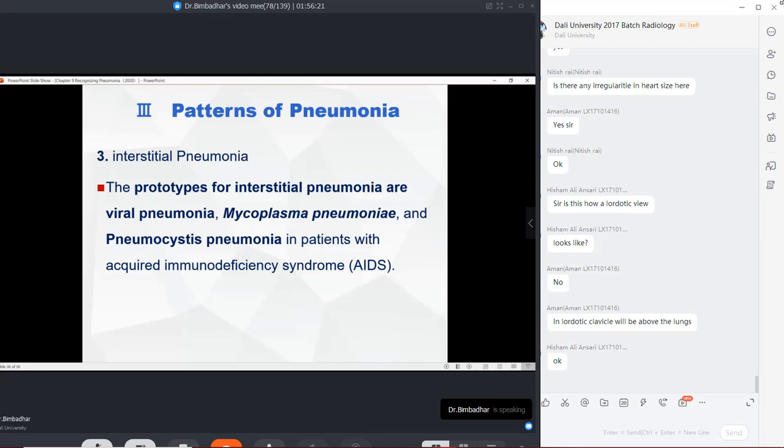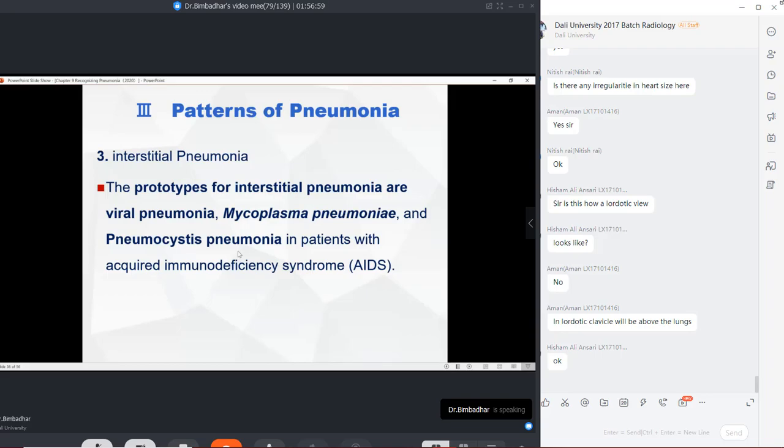Remember, this is a very high yield point. Mycoplasma pneumonia and Pneumocystis jirovecii pneumonia are most common in patients with acquired immunodeficiency syndrome, or AIDS. For a hospitalized patient with a history of AIDS and HIV, human immunodeficiency virus, what is the most common type of infection? Mycoplasma and Pneumocystis pneumonia is the one that is most common.